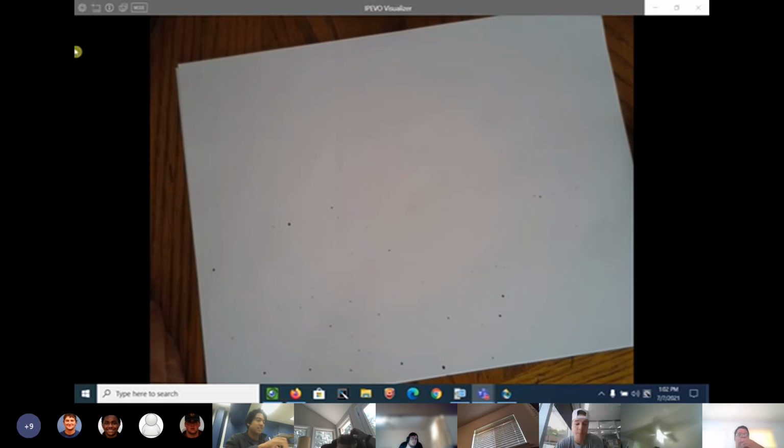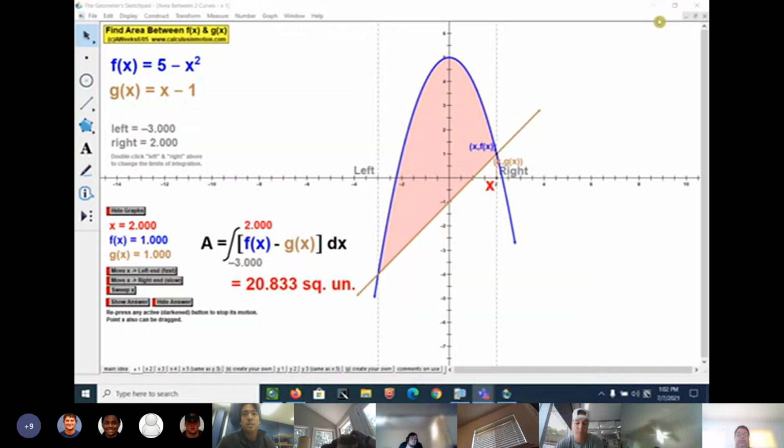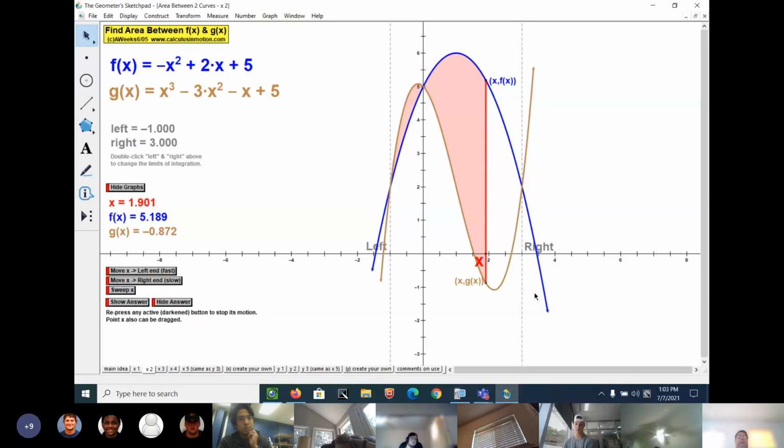Let's do another one. Do one more. We got a few minutes. Try those two. f of x is equal to negative x squared plus 2x plus 5, and g of x is equal to x cubed minus 3x squared minus x plus 5. And we got some kind of sketch here.